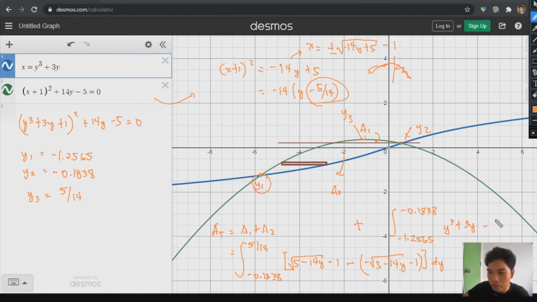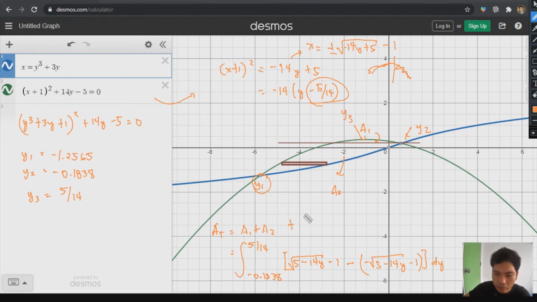So that's minus the negative square root of 15, ano ba yun? 5 ba yun? 5. So we have 5 minus 14y, and then minus 1, and then enclose natin to into dy. So yun na yun. Sulat ko na lang siguro ulit dito kasi hindi na siya kasya.